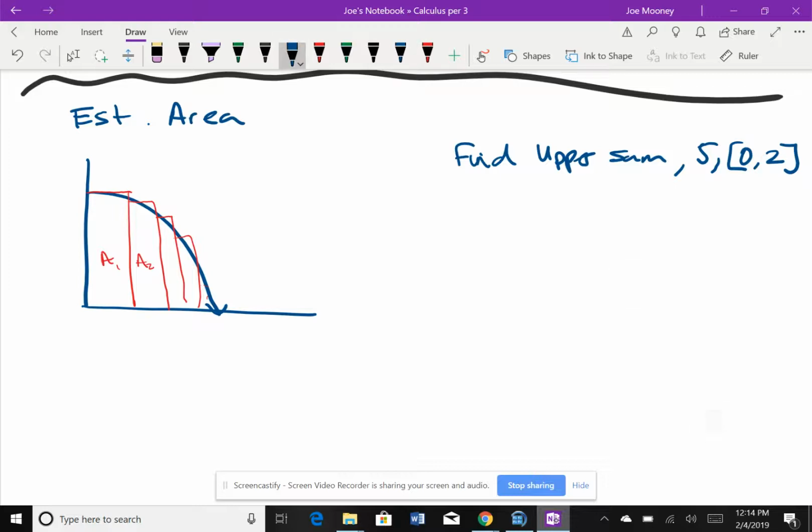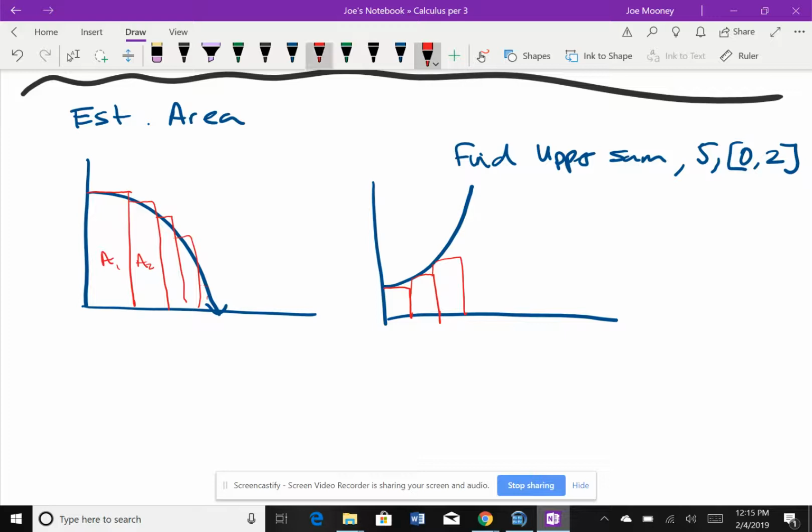Remember, it can depend. I used a left endpoint there to get an upper sum, but if I used left endpoints on an increasing function, then it's going to give me a lower sum. So think about things like that. That's the sort of stuff we did there.